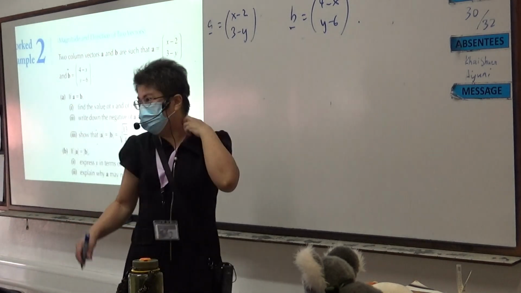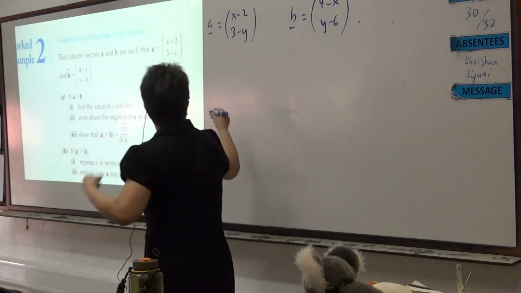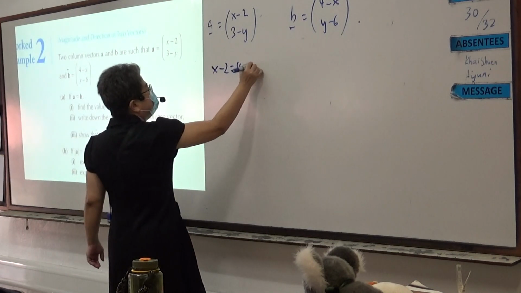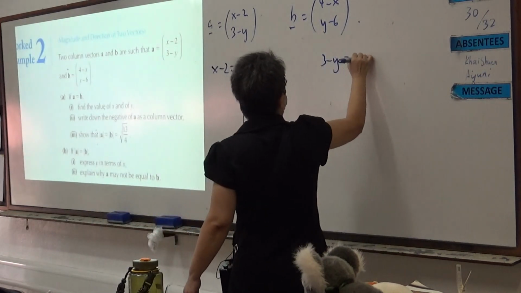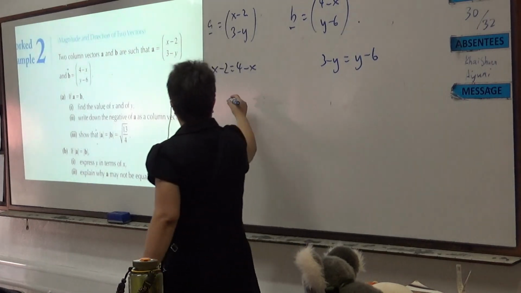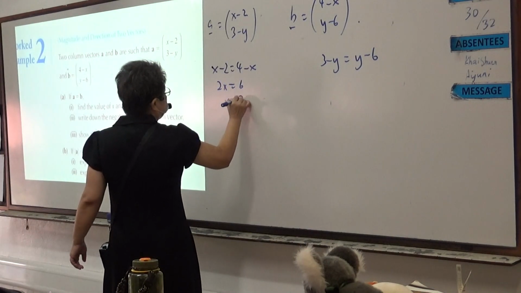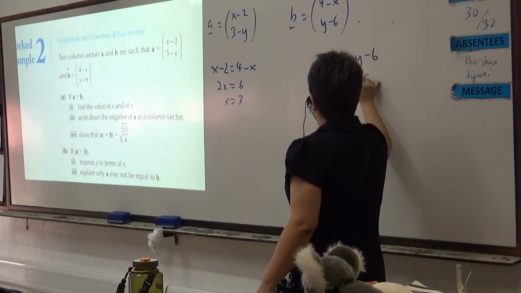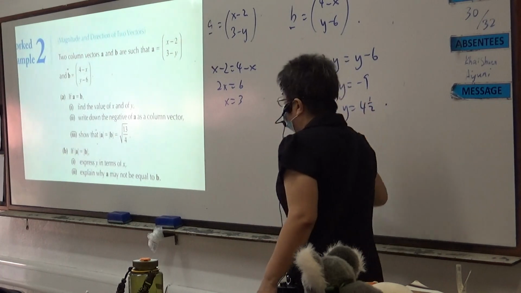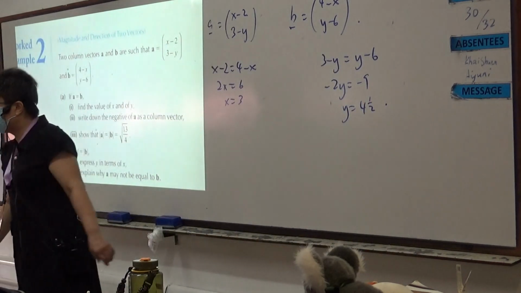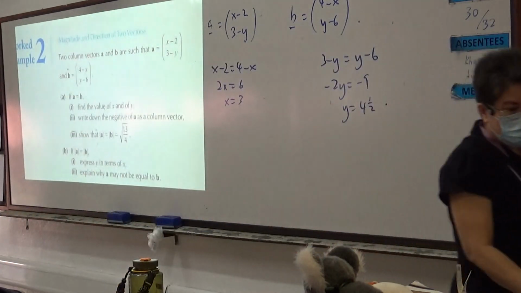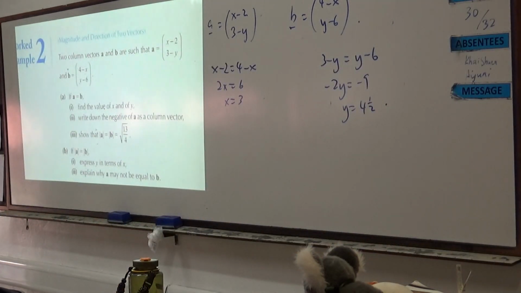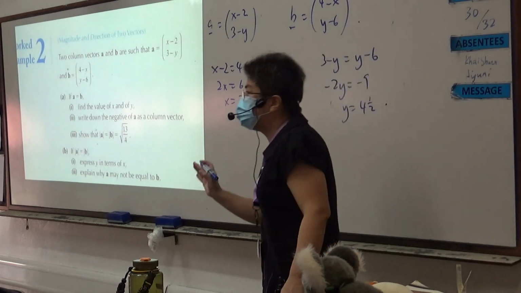If A is equal to B, that means all the elements must be the same, right? That means I will have x minus 2 equals 4 minus x, and 3 minus y equals y minus 6, right? So I will solve. 2x equals 6, x equals 3. Negative 2y equals negative 9. y is actually 4.5. Can you see what I'm talking about here? So x is 3, y is 4.5. Everybody okay? First part. Now actually this one is from matrices.